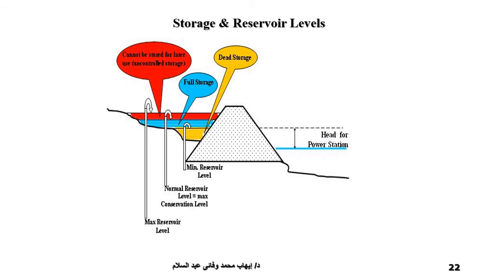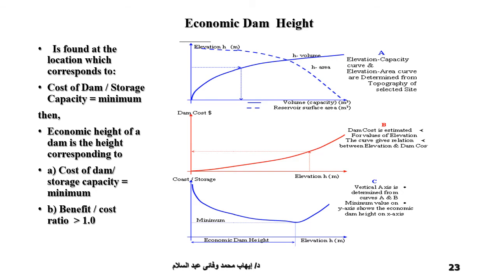Limit of power station head for power station. Economic dam height. It is found at the location which corresponds to the cost of dam over storage capacity equal to minimum. Then the economic height of the dam is the highest height corresponding to both cost of dam over storage capacity equal minimum, and benefit over cost ratio more than 1.